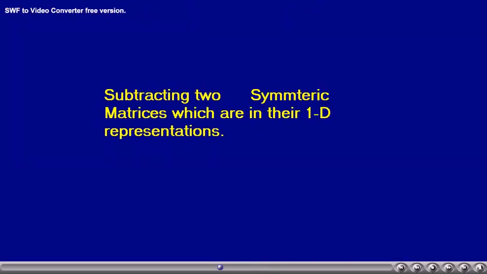Now we consider subtracting two symmetric matrices given their 1D representations. This also becomes a simple vector subtraction.